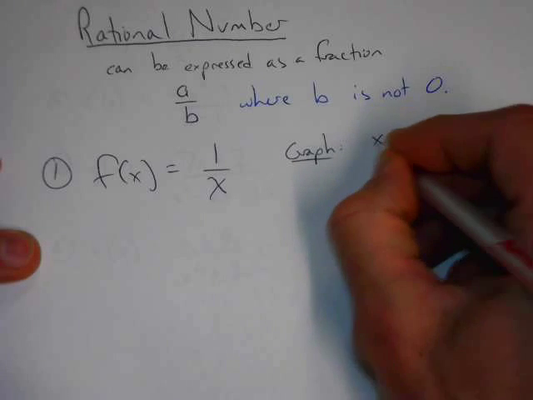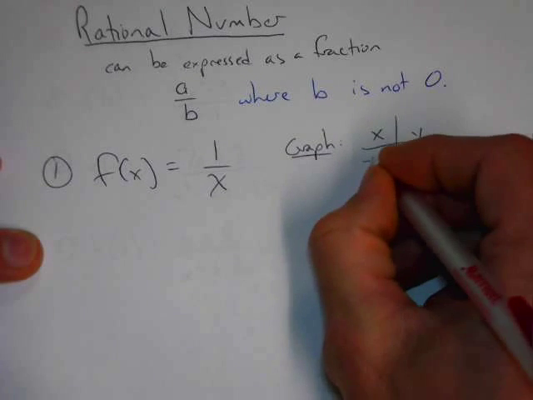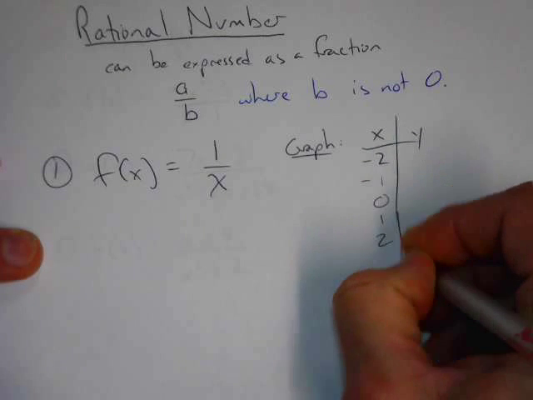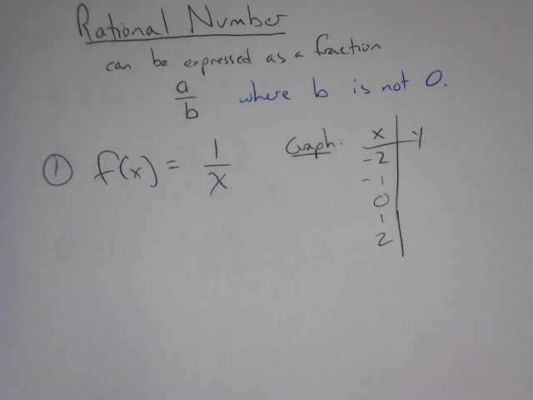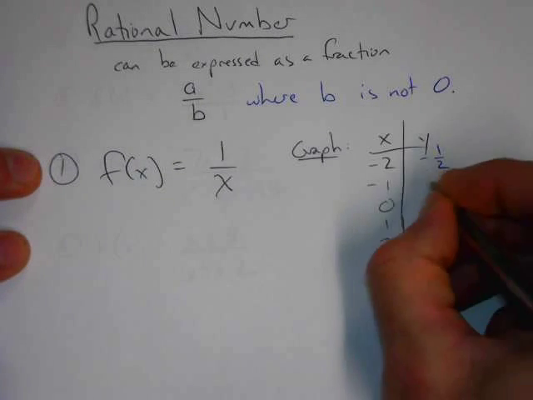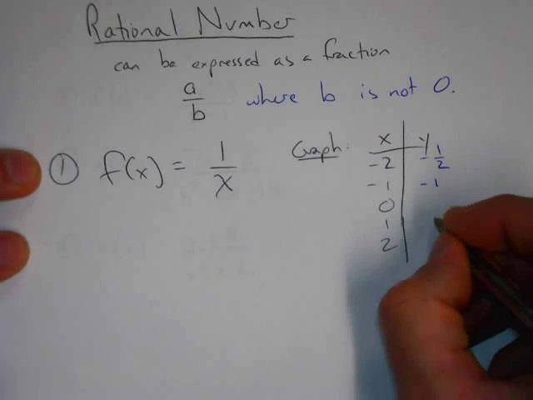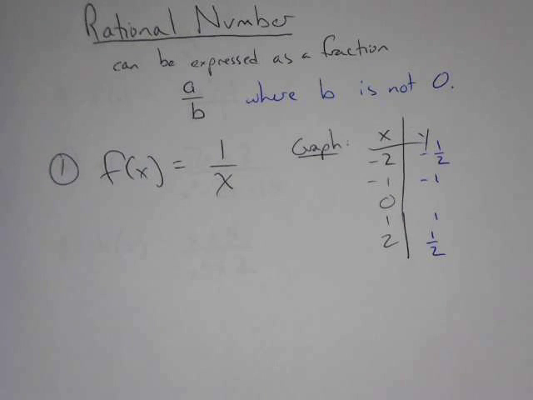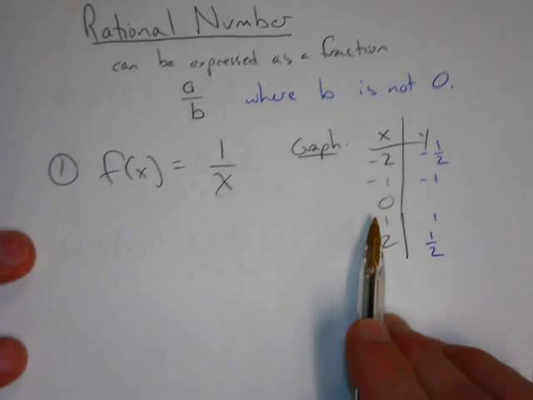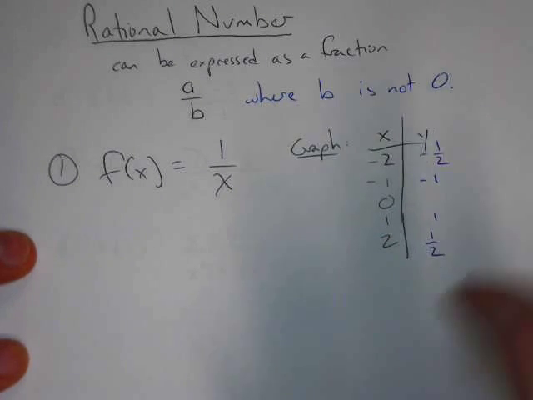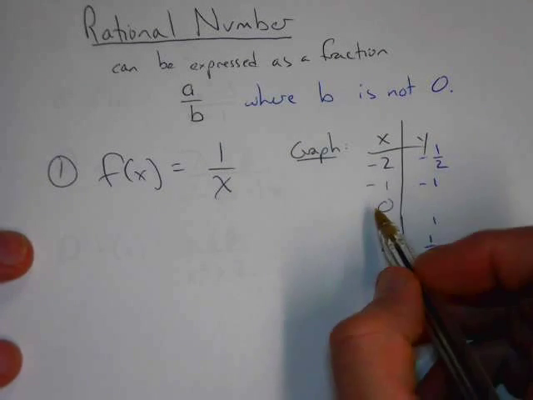You know how we graph, we make our XY table, we make our numbers for x, and we figure out what we can get for y, and we know that if x is negative 2, y is negative 1/2. If x is negative 1, y is negative 1. If x is 1, y is 1. If x is 2, y is 1/2. And you're thinking, Mr. Katz, wait a minute. Hey, buddy, you skipped 0. I did skip 0 because that's going to be the main point of this lesson. So I skipped 0. Why?